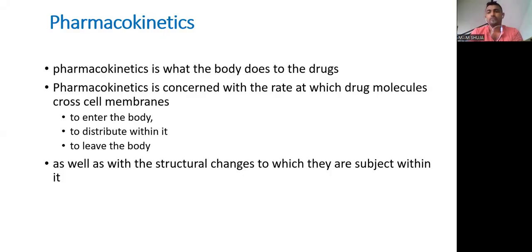This is the basic kind of event that happens for the drug. Know that. In pharmacokinetics, we will see all these events in detail, from the moment you take the drug in till it is eliminated from your body. Okay.